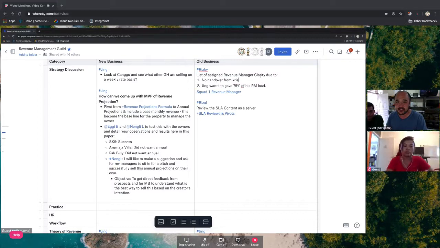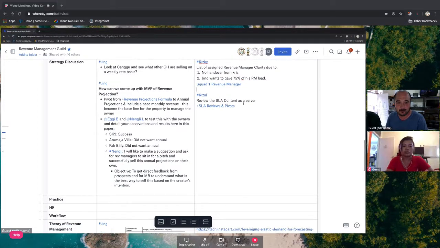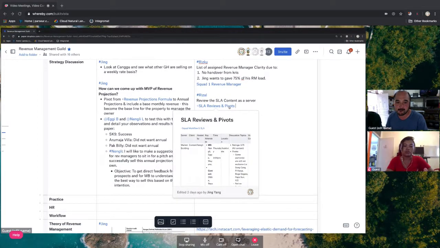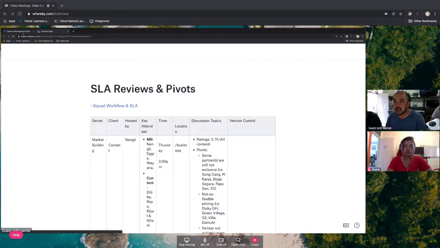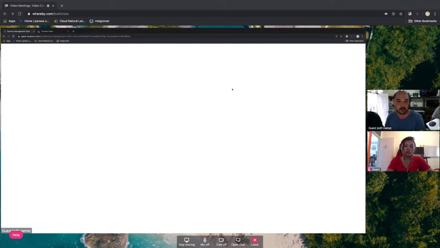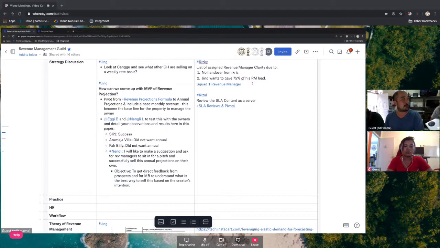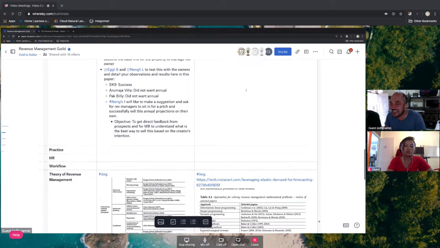Risky's mentioned that Jing wants to hand over. Let me go over to Risky right now, actually. Risky, how is your bandwidth right now? Would you be able to absorb, let's say, 2 more properties in squad 1? No. Okay. All right, thank you for reporting that. Okay, so I will temporarily continue the revenue management beat until we find an adequate successor to cover the beat. I might never find this person, but I'll keep on hoping.